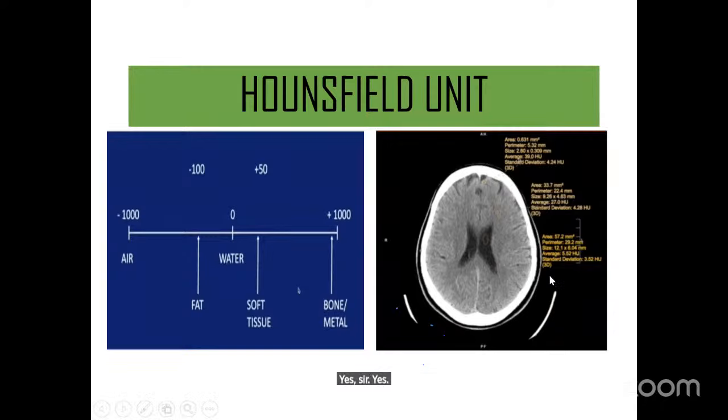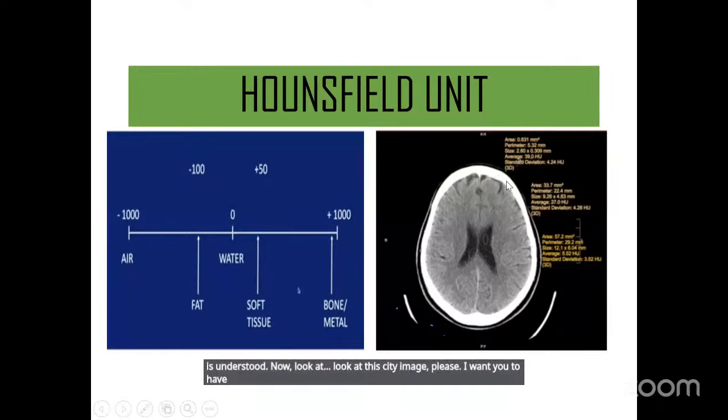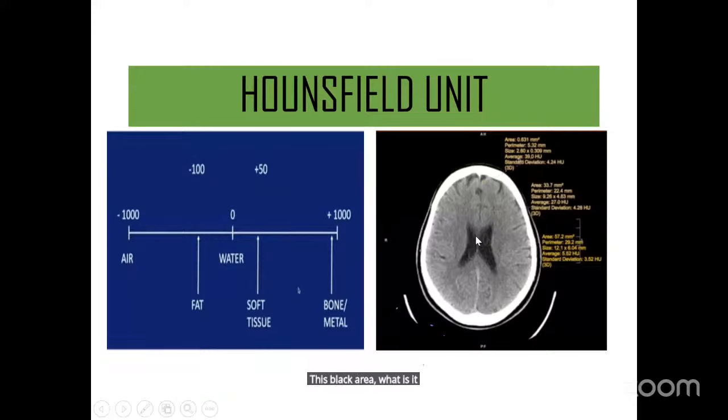Now look at this CT image, please. I want you to have a careful assessment of it. We'll discuss 3 things now. This black area, what is it, please? Corpus callosum? Ventricle, sir. That's the ventricle. That's our ventricular structures. Have you forgotten, I would say the ventricles lie in the central cranial cavity. This is a ventricle. Okay?